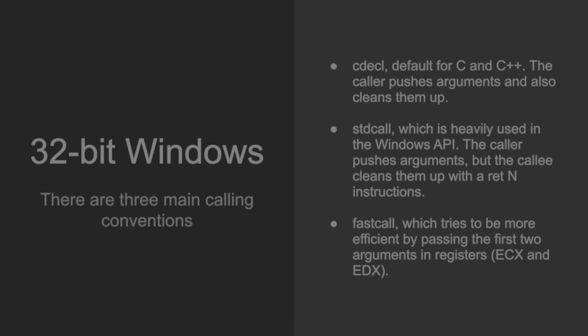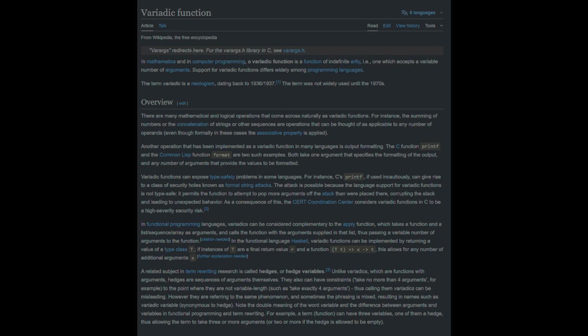STDCALL, which is heavily used in the Windows API. The caller pushes arguments, but the callee cleans them up with a special ret-n instruction. FASTCALL, which tries to be more efficient by passing the first two arguments in registers, ECX and EDX. We'll also look at a CDECL variadic function, because variadics can only be CDECL, and a struct passed by value, which shows how compilers treat small aggregates.